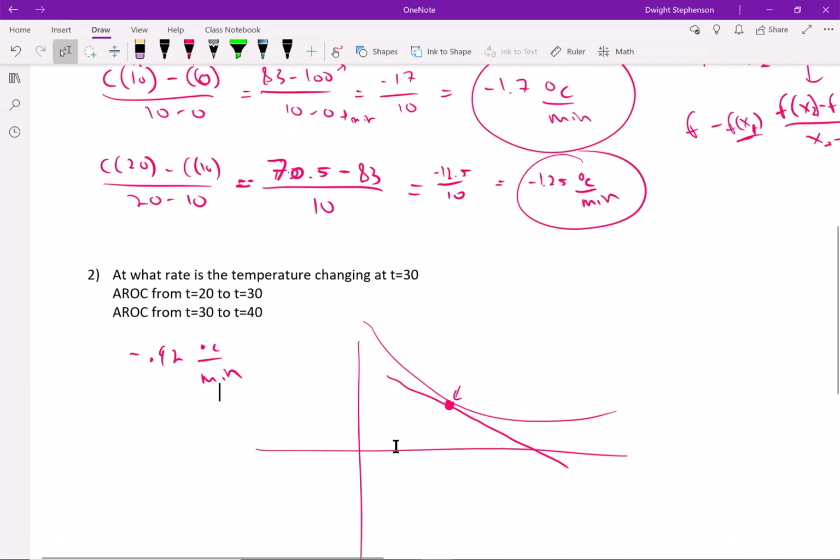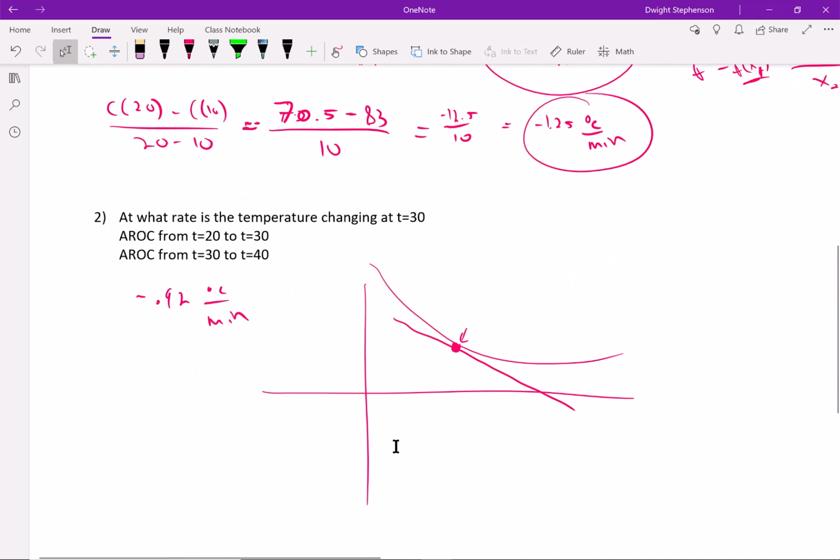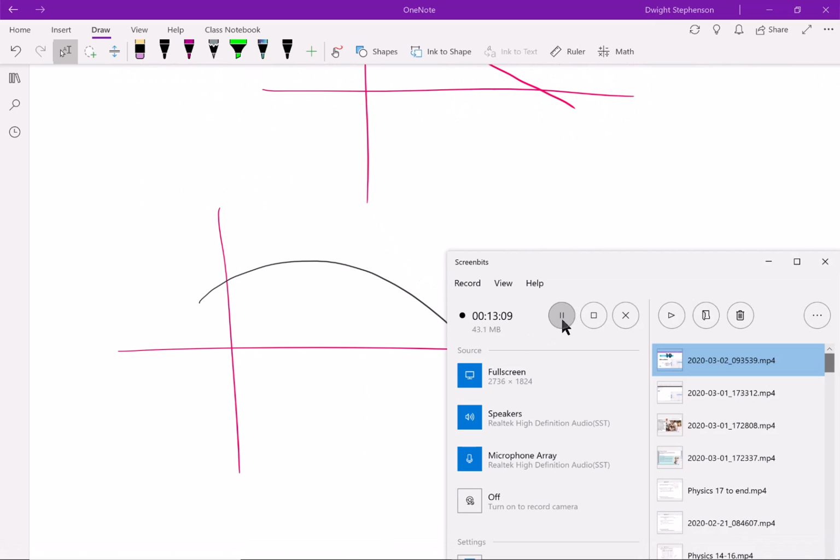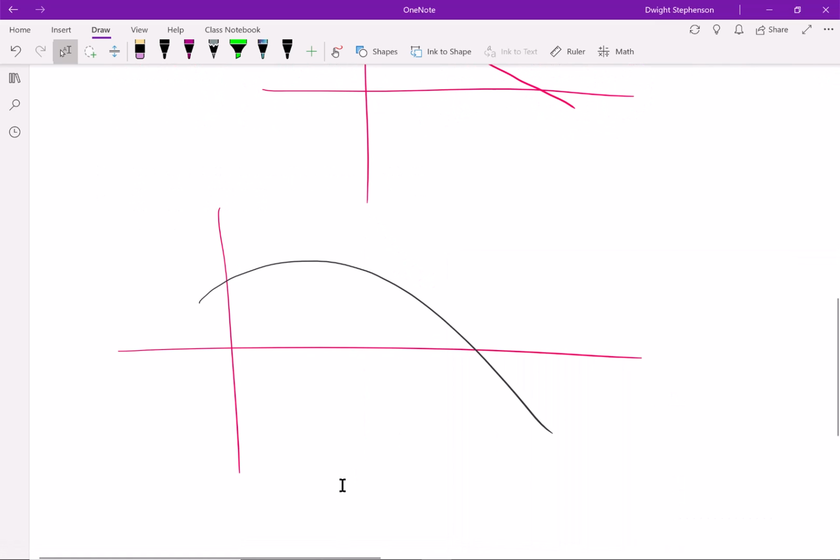And so that's what we call instantaneous rate of change, is the rate of change at a point, which can be found by finding the slope of the secant line as you get closer and closer to that value. Okay, I'm going to show you a couple of different ways to think about this. So what we're doing is we're trying to figure out the slope of a tangent line, that just the slope of the line at a point.